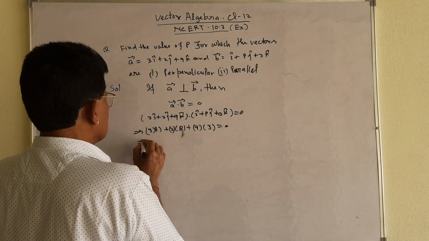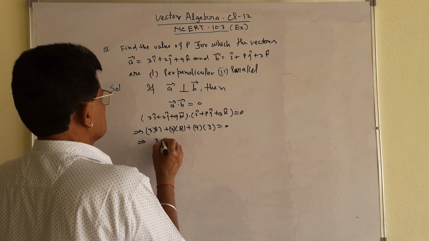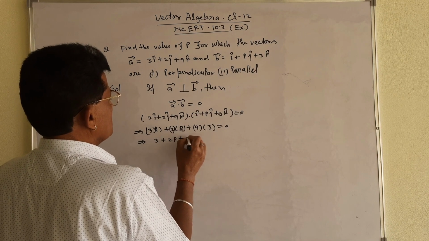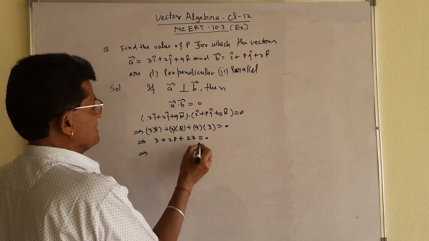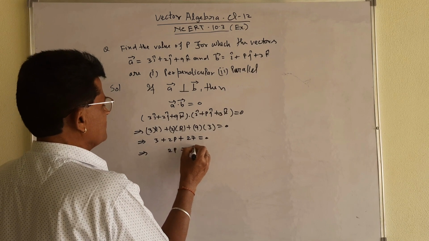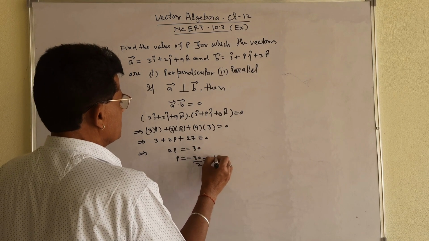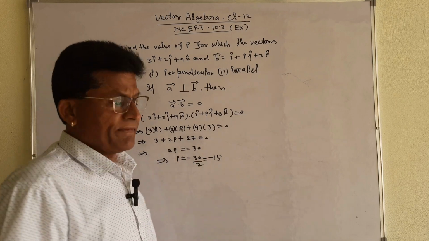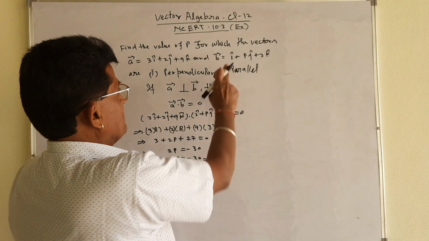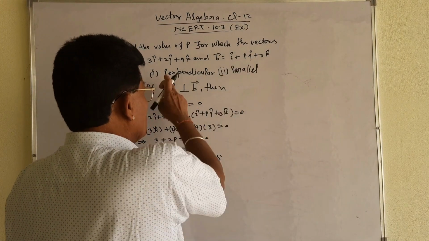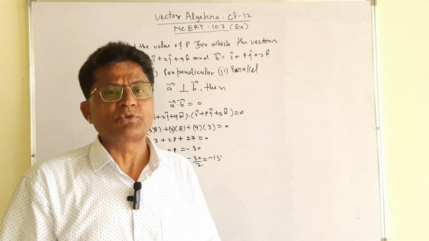This thing you must keep in mind, and for more detail you can see my previous videos. 3 plus 2p plus 27 will be equal to 0. My dear students, 3 plus 27 is 30, and let me take this 30 from the left side to the right side. p will be equal to minus 30 by 2, that is minus 15. This is the value of p whenever both the vectors will be perpendicular. If in place of p you write minus 15, then only these two vectors will be perpendicular to each other. This thing you must keep in mind.